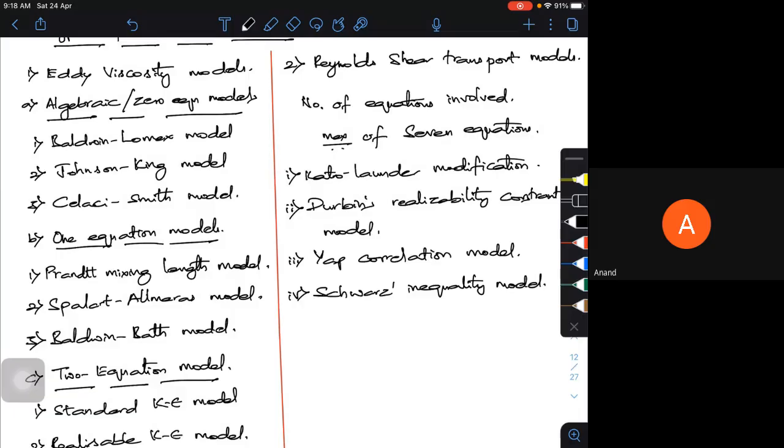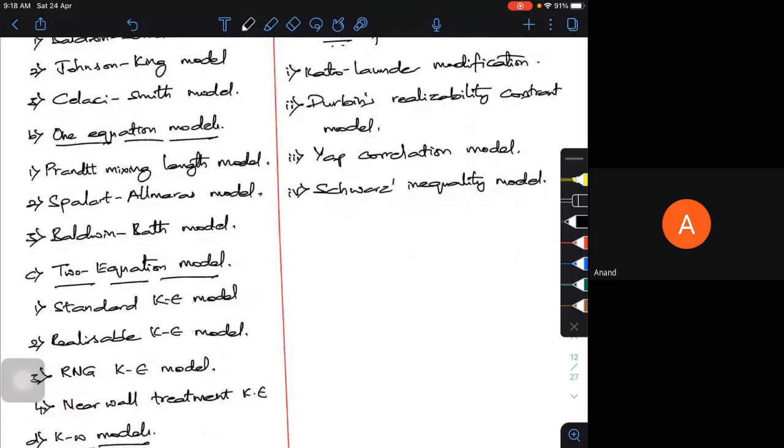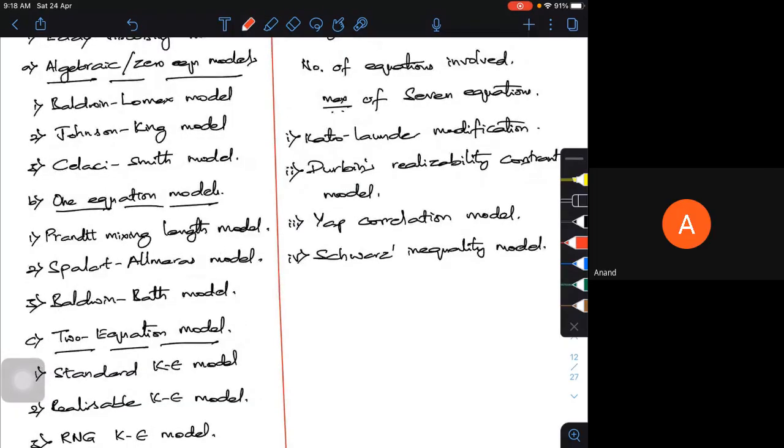Most of the time what we come across and try to use are these models. If I'm trying to use it for maybe some kind of simple flow, I'll go with a one equation model. The best among them is either the Spalart-Allmaras model or the Baldwin-Barth model. These are the two models that we use.